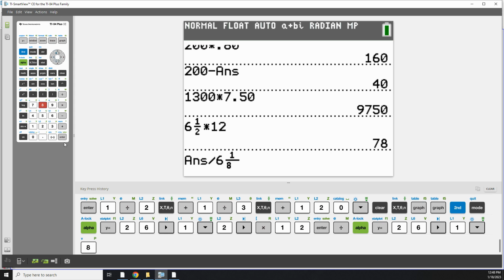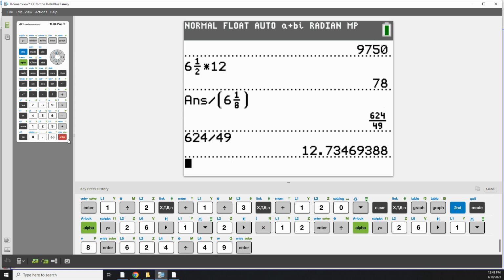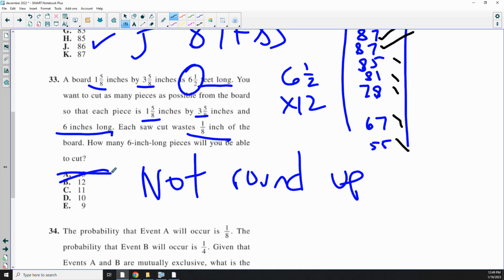It's the 6 inches plus the waste. Uh-oh, I don't want a fraction, I want a number. So I could have just hit 3. And I can make 12.7 of these dogs. Be careful, it does not round up. I cannot make the 13th, I can only make 12.